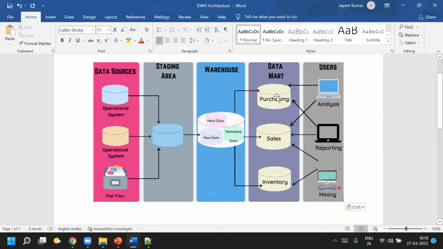It also has different databases: one database, two databases, three databases, multiple databases for specific departments. Consider if a company has purchasing, sales or inventory, then they will make a different database and store that data there. Business people will be able to generate reports from this also. The whole data will be in the data warehouse in the target, but for data marts they will separate it department wise.